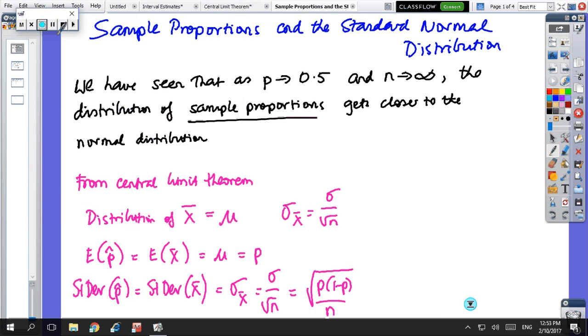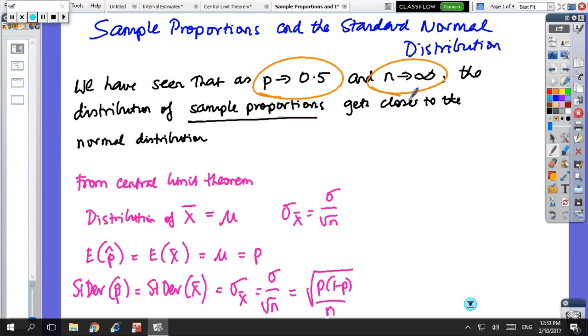Okay, so we're going to be looking at some good worked examples that will help us apply this central limit theorem to the normal distribution. So in the previous video we talked about as p gets closer to 0.5, and obviously as n gets closer to infinity, because when you multiply n by p or n by q you'll get big numbers, the distribution of the proportions will become closer and closer to the normal distribution.